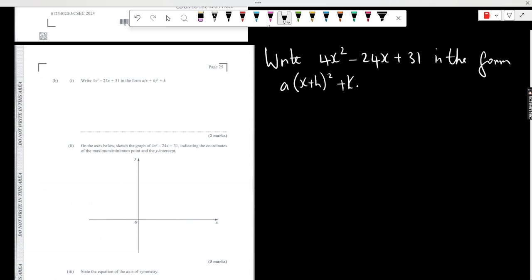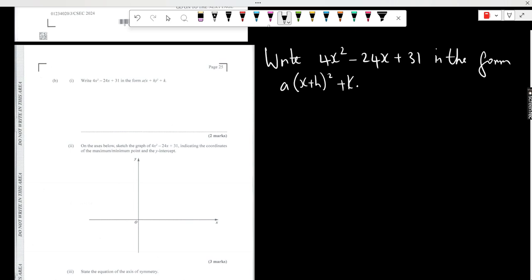So whenever you're told to express a quadratic, which of course this is, 4x squared minus 24x plus 31, in the form a(x plus h) squared plus k, sometimes you might see x minus h, you might see x minus k, any other letters can be used. But essentially what you're required to do is to complete the square, right? And we have done algebra, and I think I remember doing completing the square, right? Well, let me go through this question.